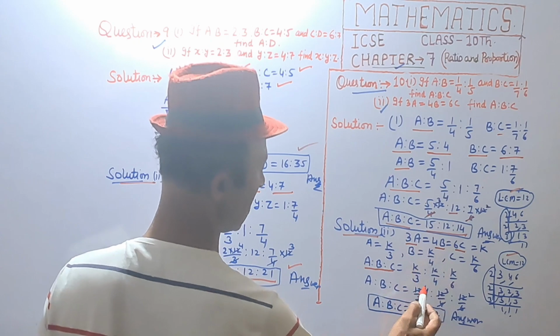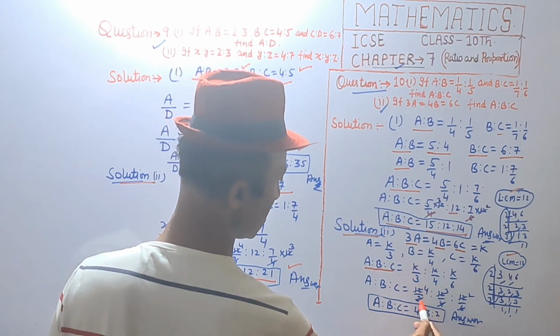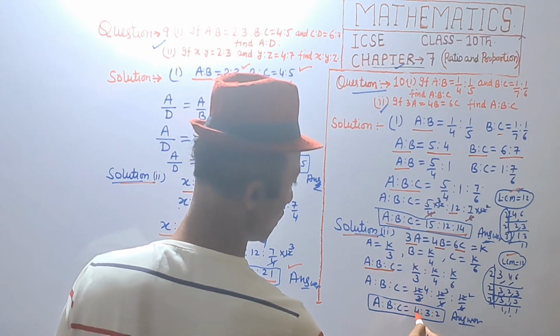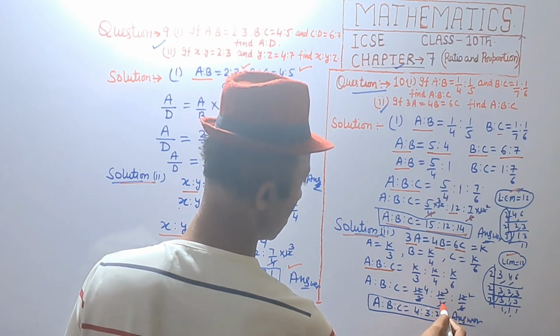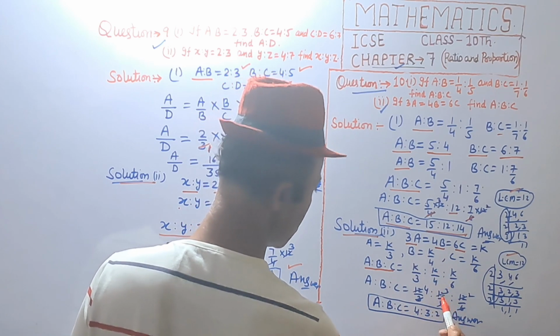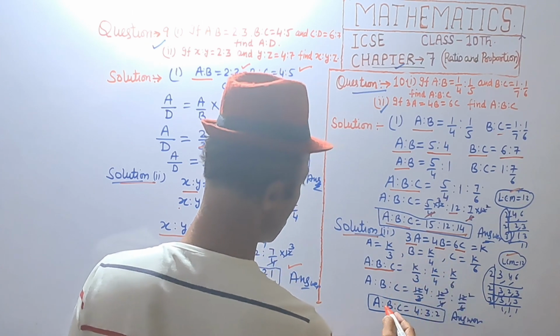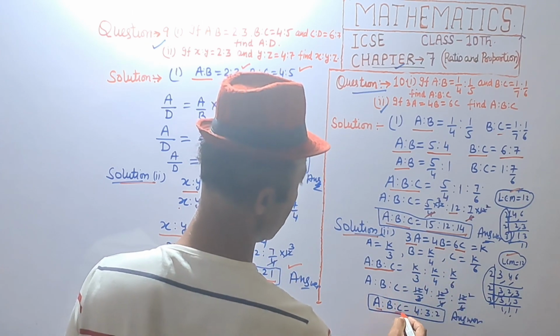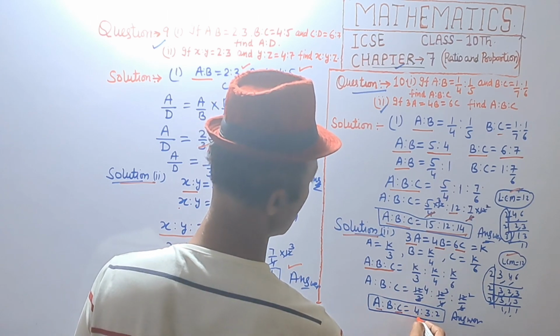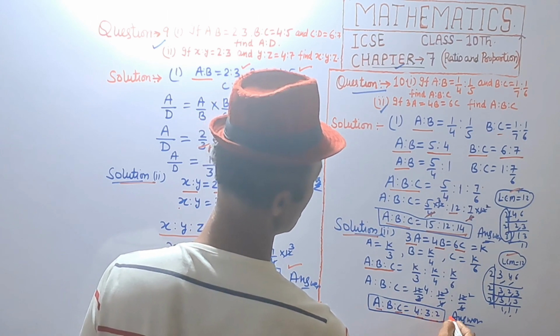LCM is equal to 12, and 12 divided by 3, that is equal to 4. 12 divided by 4, that is equal to 3. 12 divided by 6, that is equal to 2. So we get A ratio B ratio C is equal to 4 ratio 3 ratio 2, answer.